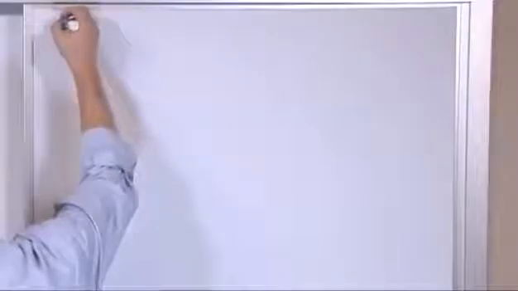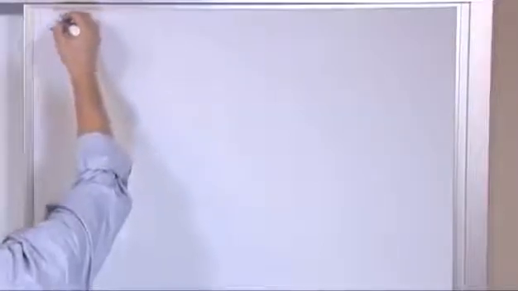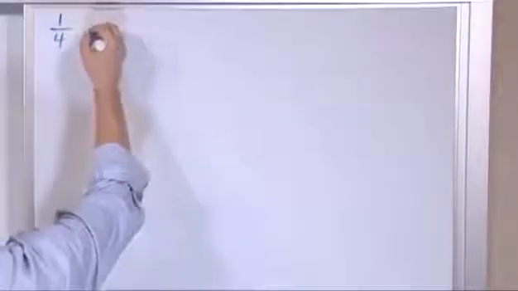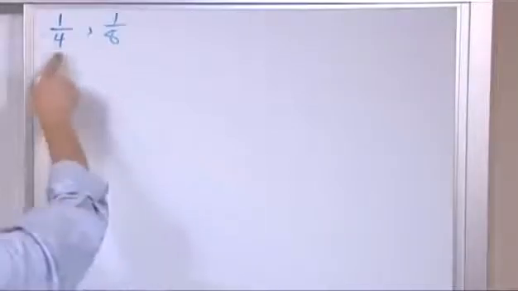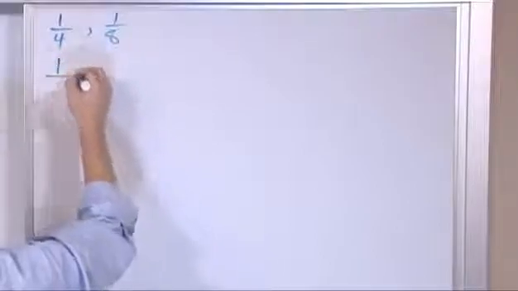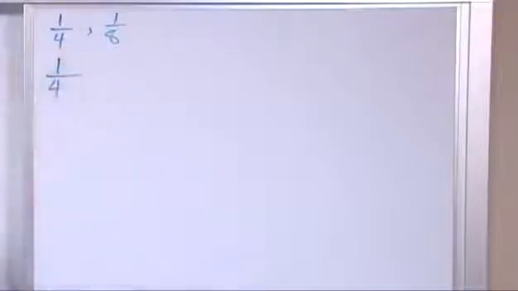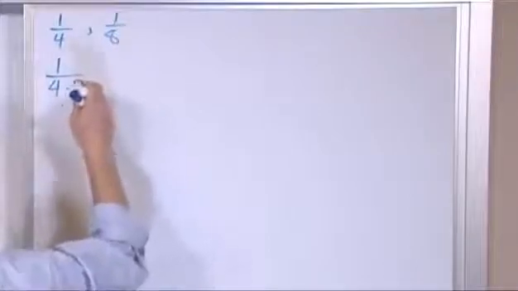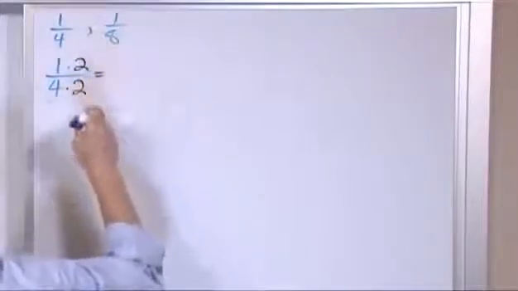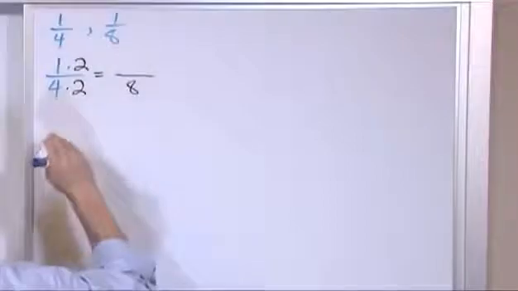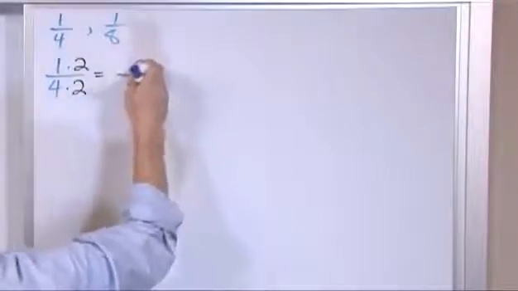What if you had 1/4 and 1/8? So you look at it and you say, well, which fraction can I play around with to multiply by something to give me the other guy? Well, I know that I can multiply 4 times 2, so I'm going to put 1/4 here. And if I multiply the bottom by 2 and the top times 2, then on the bottom I'm going to have 8. 4 times 2 is 8. 1 times 2 is 2.